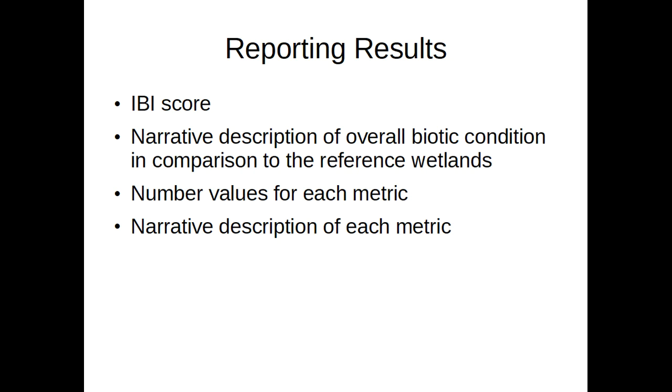When reporting bioassessment results, the IBI score should be accompanied by the following information: narrative description of overall biotic condition in comparison to reference wetlands of the same region and type, the number of values, number of taxa and scores for each metric, and narrative descriptions of each metric in comparison to reference conditions of the same region and wetland type.